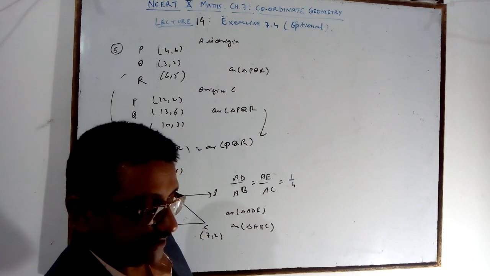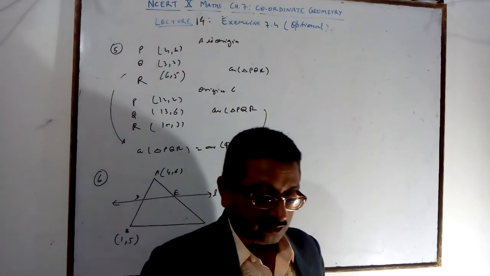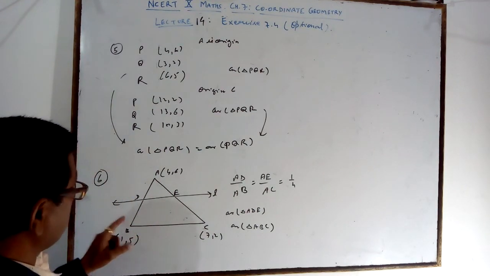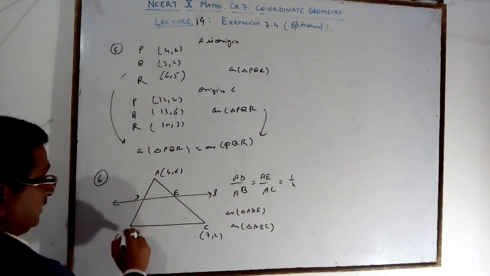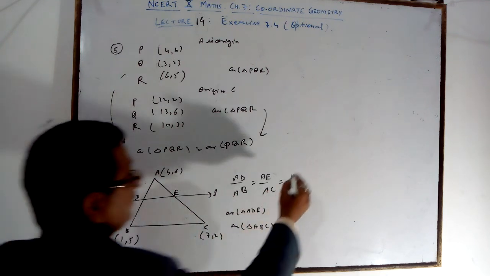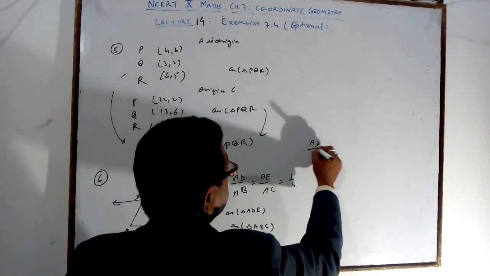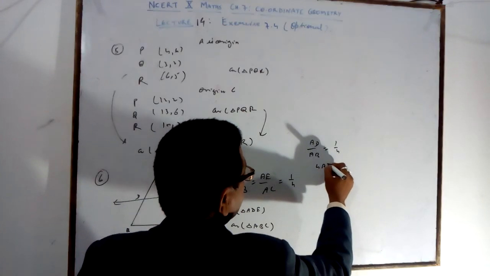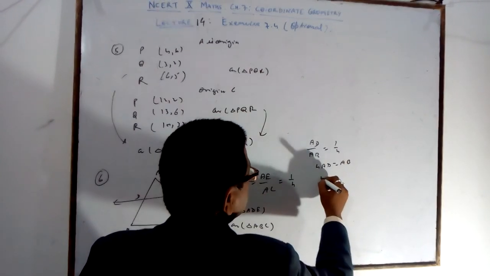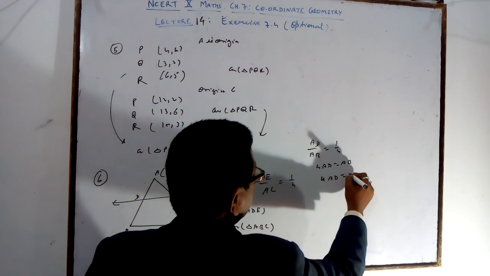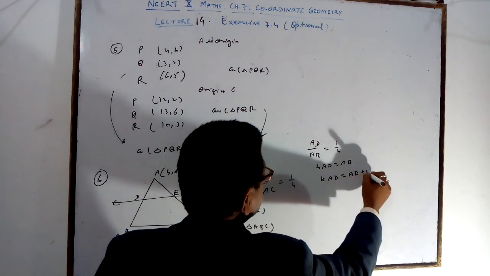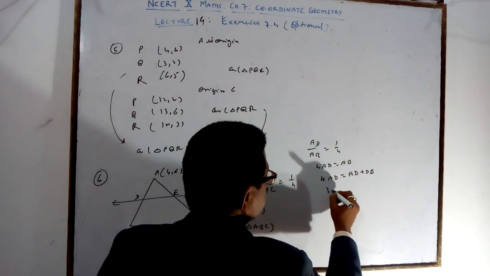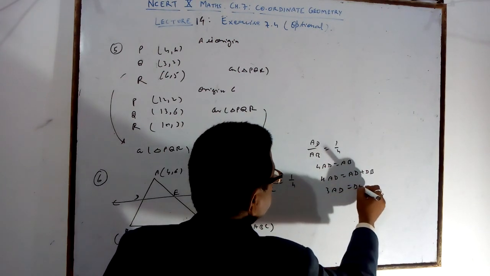How will you find the coordinates? For triangle ADE, you want to find the coordinates of D. The ratio AD to AB is given. AD upon AB is equal to 1 by 4. So 4AD is equal to AB. So 4AD is equal to AD plus DB, since AB is AD plus DB. So 3AD is equal to DB.